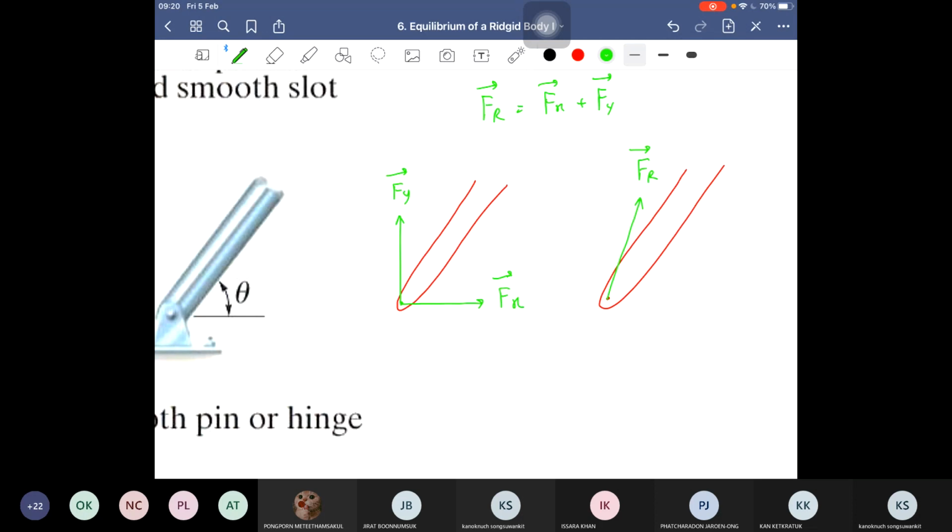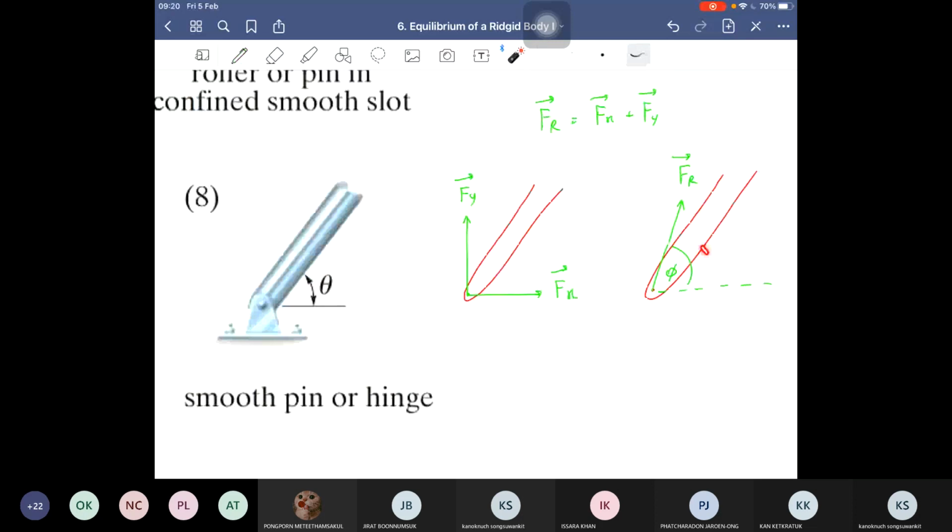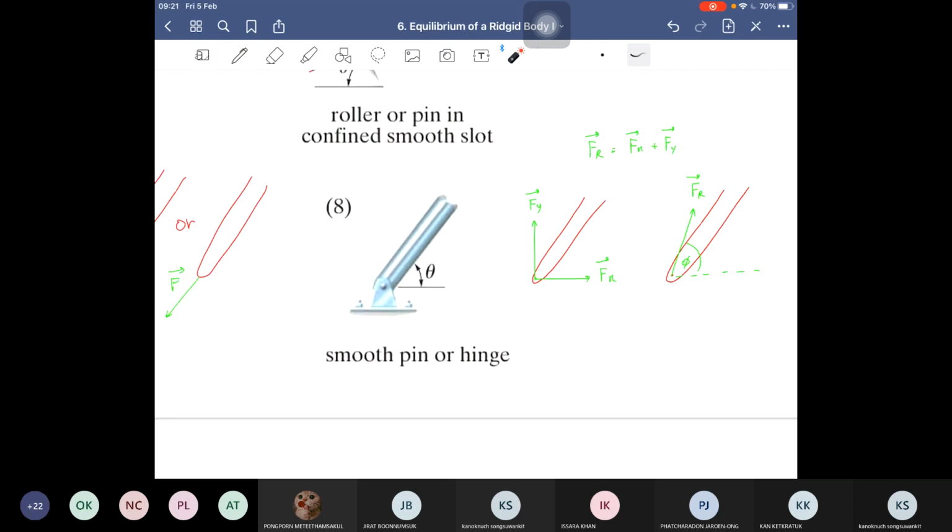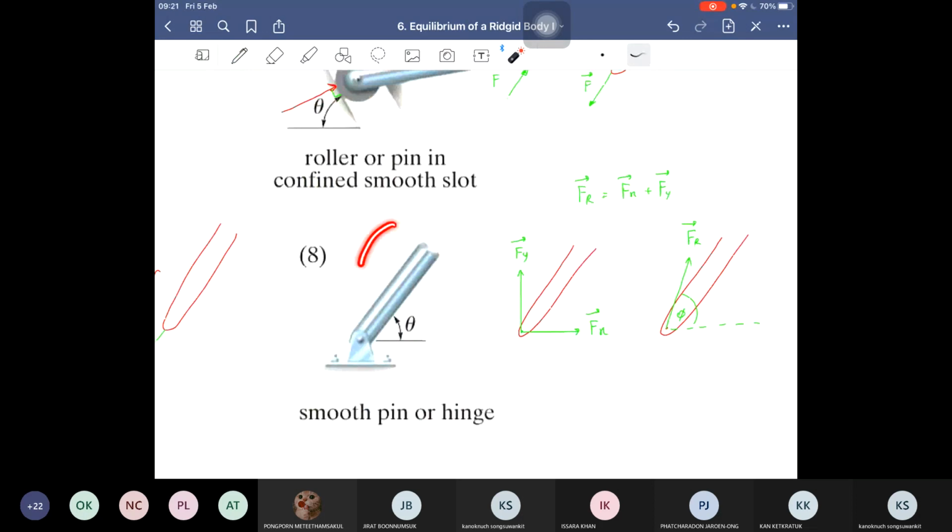And this resultant force will act on the floor at an angle, let's say phi. The angle of the resultant force and the angle that this slot makes with the reference horizontal axis don't need to be equal. It depends on the amount of force, Fx and Fy. Only the resultant force, because it still can rotate.